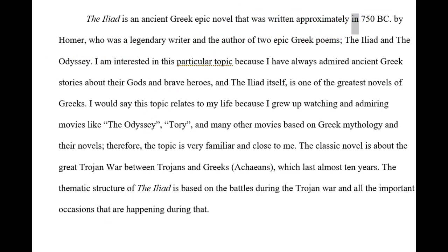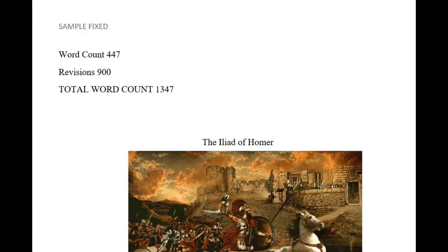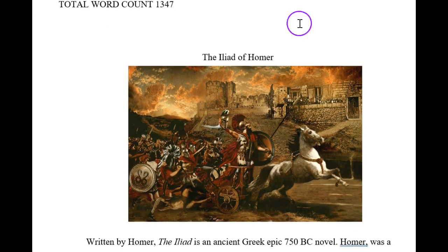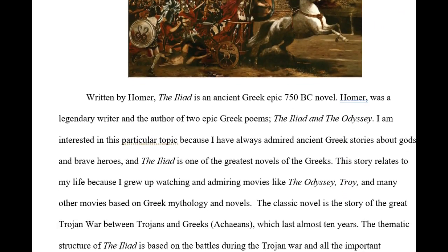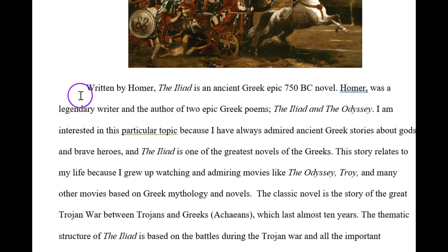Let's clean this up and look at what a corrected opening sentence would be. First, you can see that I fixed the word count. Yes, the word count of the essay is 447, but the revisions equaled 900 words, and that made the grand total word count 1347. You can see where I added spaces, the title, and then the image is all centered. Let's see how I fixed this opening sentence.